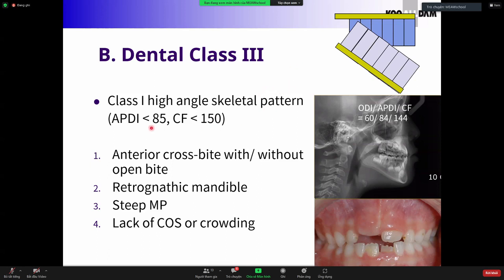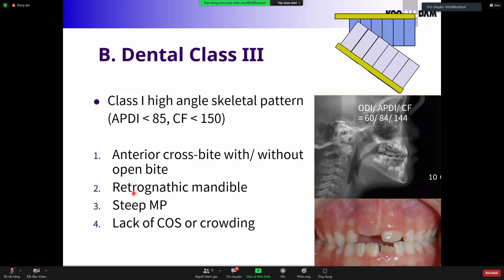In this patient, the APDI value is lower than 85, and the combination factor is lower than 150. Because of the steep and retrognathic mandible, we can see mesial angulation of the teeth. In the anterior area, we can see anterior crossbite, with or without open bite.